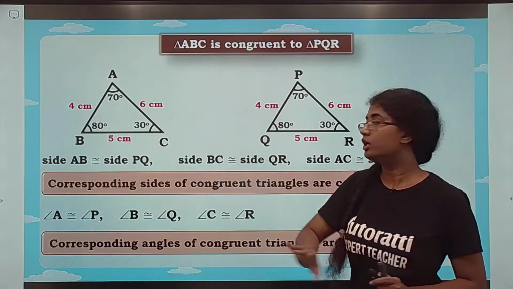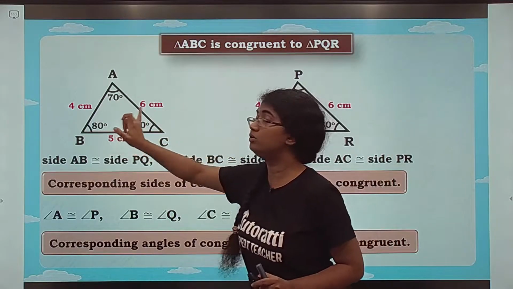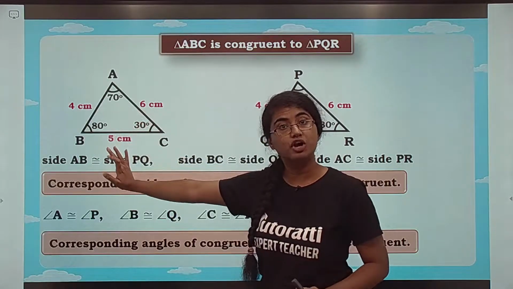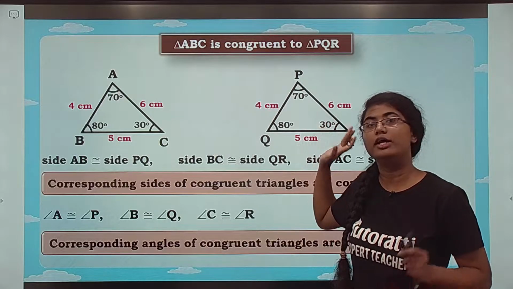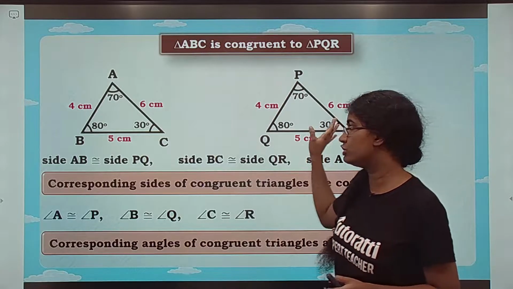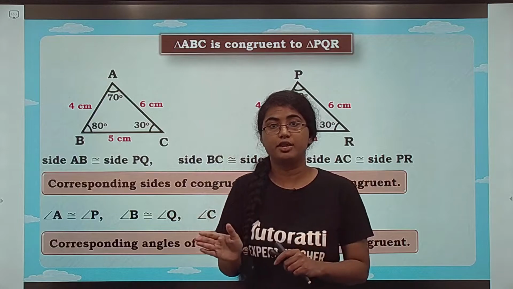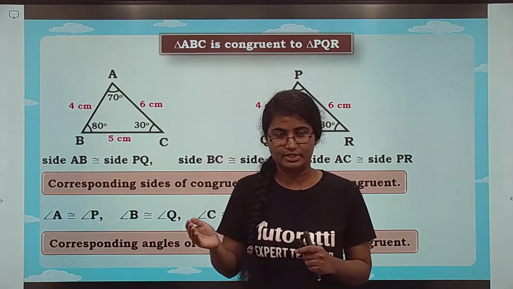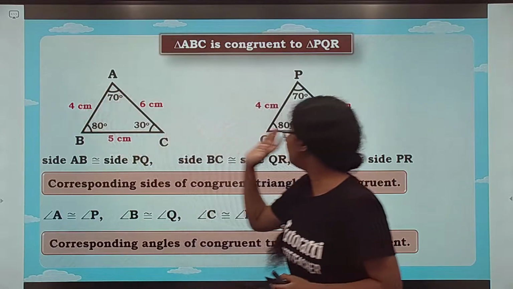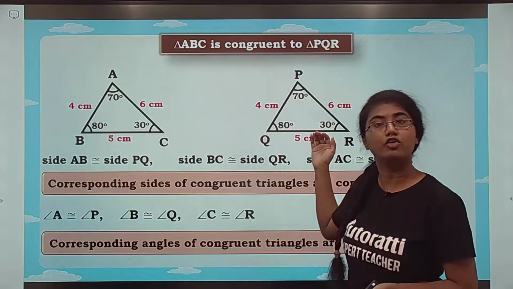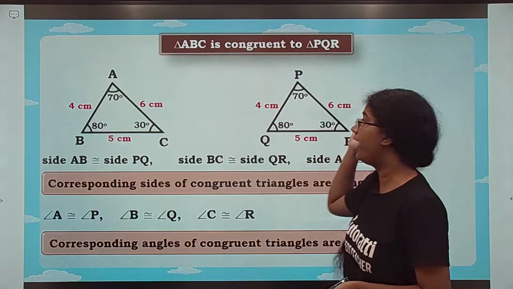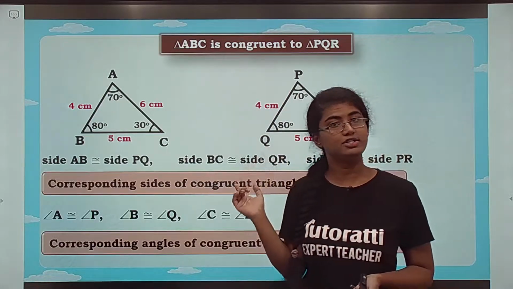But before that, this is a triangle, an acute angled scalene triangle, right? And so is this one, acute angled and a scalene triangle. Okay, so the shapes are the same. Let's talk about the sizes. You can see AB and PQ are of the same length, BC and QR of the same length, AC and PR are of the same length.